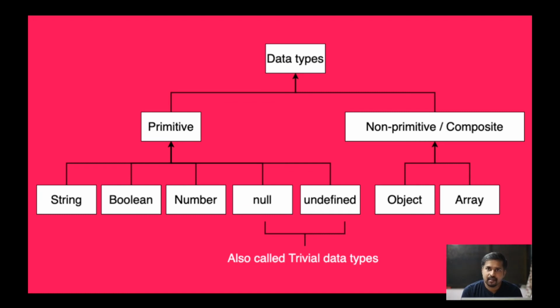Arrays are basically a list of items that can be of the same type. Generally it has to be of the same type, but it can also be of multiple different types. So it can be a list of strings, it can be a list of booleans, or it can be a mix and match of all the 5 primitive data types. Also, null and undefined are sometimes called the trivial data types.